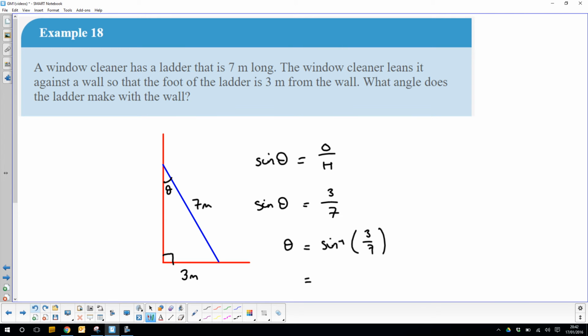Then it's time for our calculator. Second function, sine. 3 divided by 7. And we get 25.4 degrees. And that's to 1 decimal place. Okay, so that's all we would do.